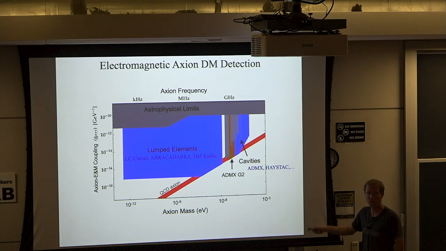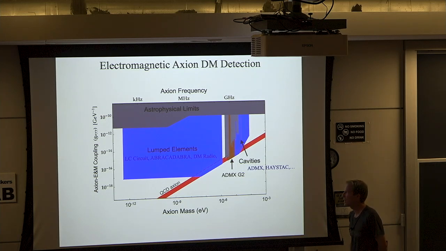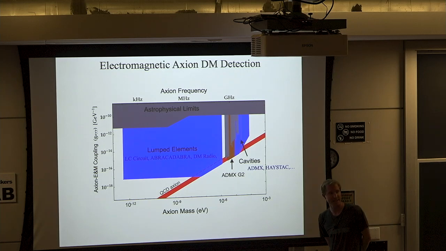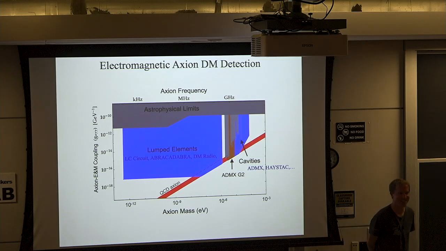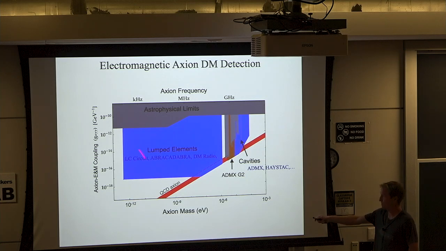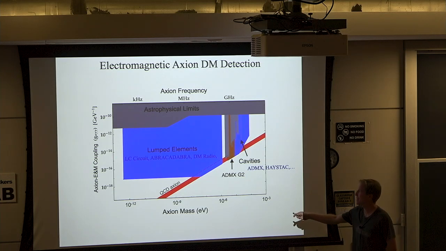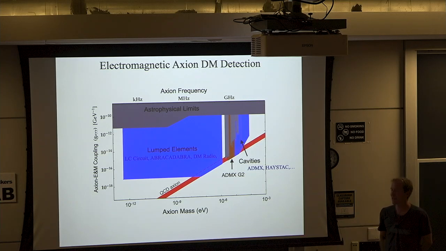But as you go lower, you'd have to build far too big a cavity. That doesn't work, so we want to go over to a lumped element detector, which just means something like an LC circuit, where the resonant frequency is not set by the physical size of the device. Obviously, I need a resonant frequency far below the light travel time across the device. Examples would be the aptly named LC circuit experiment, ABRACADABRA, or DM Radio. This is, again, a projection for what they might be able to cover in the future.